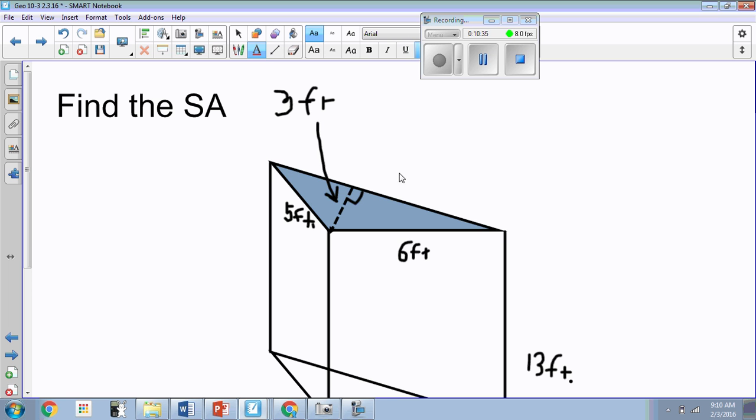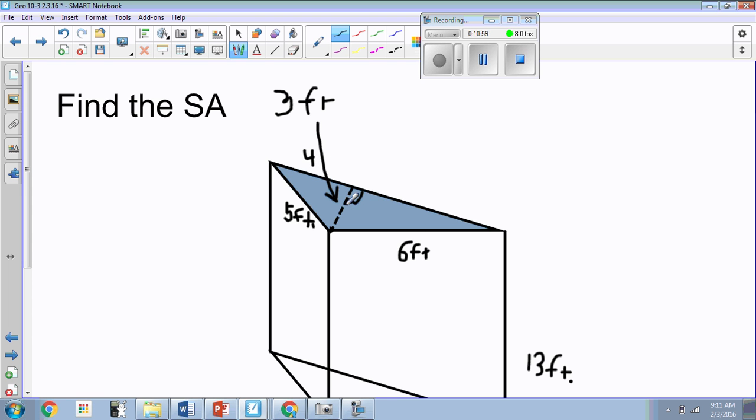All right, real quickly, finding the surface area with this triangular base. I'm going to have to calculate what's going on with this side over here. I know my height of the triangle is 3, and I know I got a 5 here, so that tells me, just because I know right triangles, that it's got to be a 4 here, because 3, 4, 5 makes a right triangle.